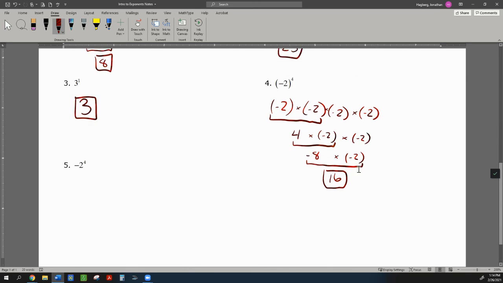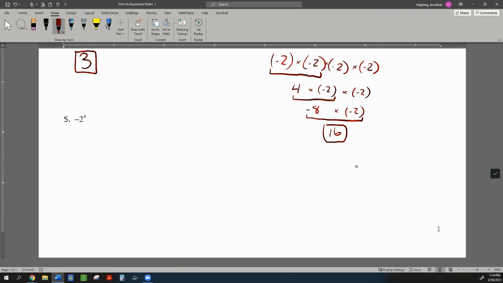We got one more example today. This one is very similar to the one we just did, but now it's not in parentheses. We have a negative on the outside. So notice what the base of our exponent is here. Here our base is only 2. Only 2 is being raised to the fourth power. So this means take 2 to the fourth power. So 2 times 2 times 2 times 2.